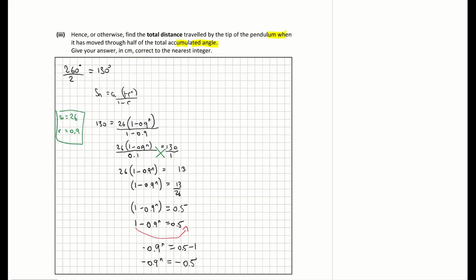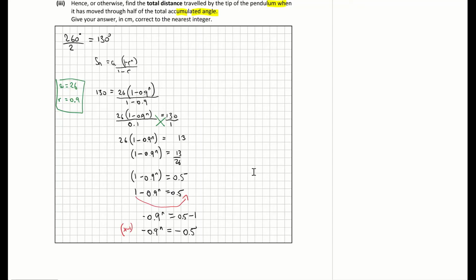You can multiply across by -1 there, or just change the signs, because I have that equals. I can multiply across by -1 just to get rid of that minus sign. We don't like working with minuses. Well, I don't. 0.9 to the power of n is equal to 0.5. I'm running out of space here, so I'm going to bring it up here. So let me rewrite that. 0.9 to the power of n is equal to 0.5.